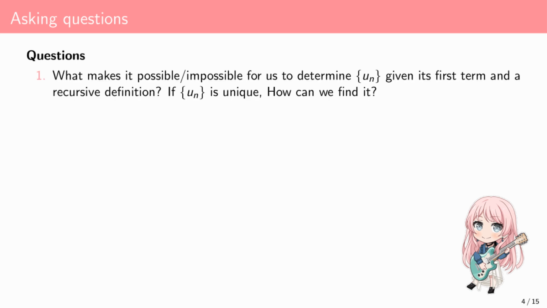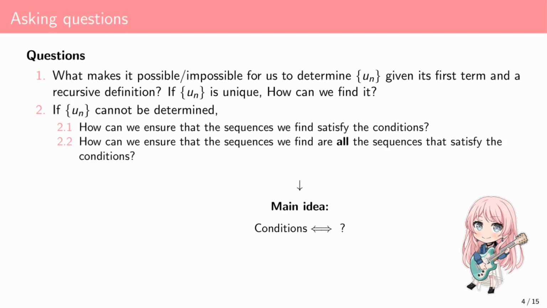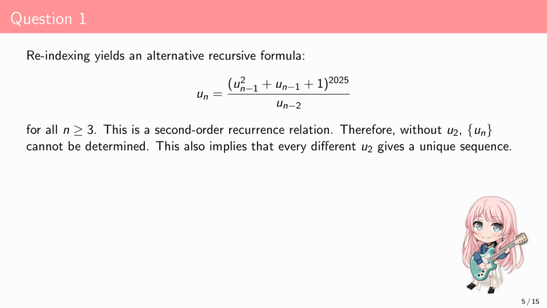questions. First, what makes it possible or impossible for us to determine the sequence given its first term in the recursive definition? If the sequence is unique, how can we find it? If the sequence cannot be determined, we need to think about a few other things. How can we ensure that the sequences we find satisfy the conditions? As importantly, how can we assure that the sequences we find are all the sequences that satisfy the conditions? We will begin with the first question.